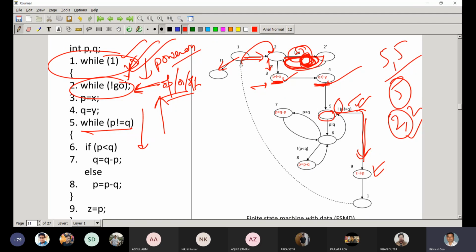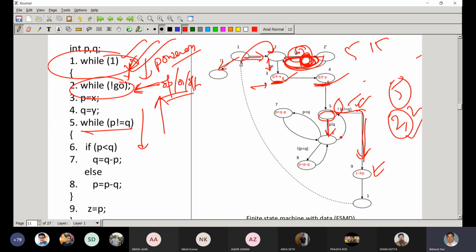Is it clear? If one number is, suppose, 5 and another number is 15, then this will enter the loop because p is not equal to q. Am I clear on this point? Step by step, is this clear? Okay.